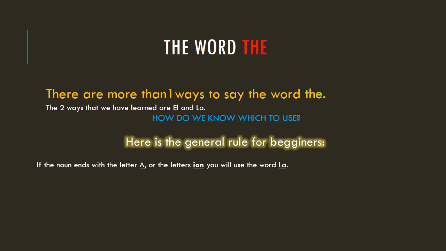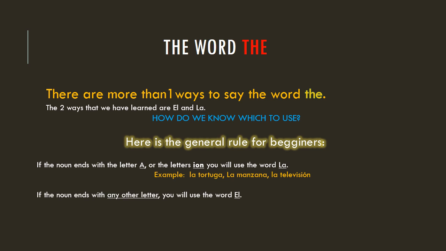If a noun ends with the letter A or the letters I-O-N, you will use the word "la." For example, la tortuga, the turtle; la manzana, the apple; and la televisión, the television. Those words end with the letter A or I-O-N, and therefore we use the word "la" for "the." The other part of the rule is, if the noun ends with any other letter than A, you will use the word "el." For example, el caballo, the horse, and el amigo, the friend.